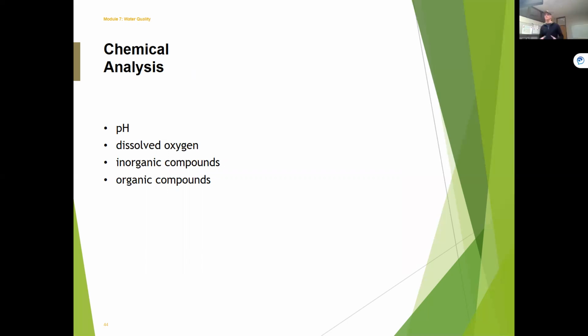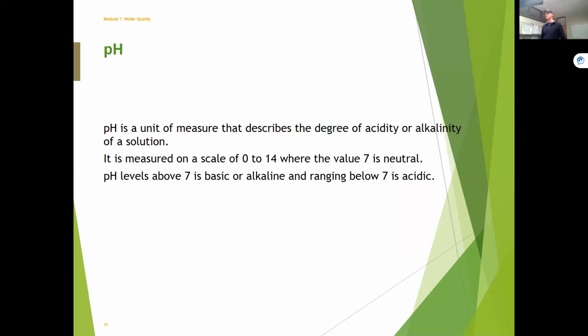But let's talk now about chemical analysis. pH. pH is always a really important one, right? It's that measure that describes the acidity or alkalinity or basicity of a solution. It's measured from a 0 to 14 scale. 7 is neutral.